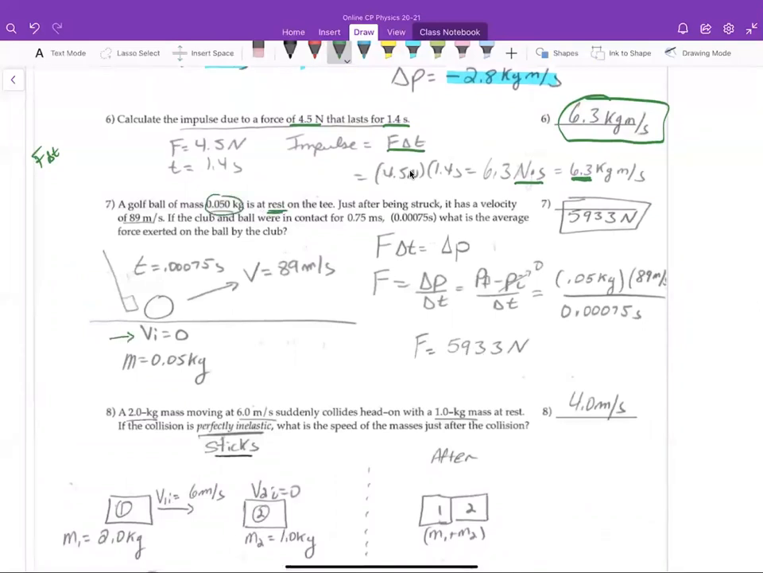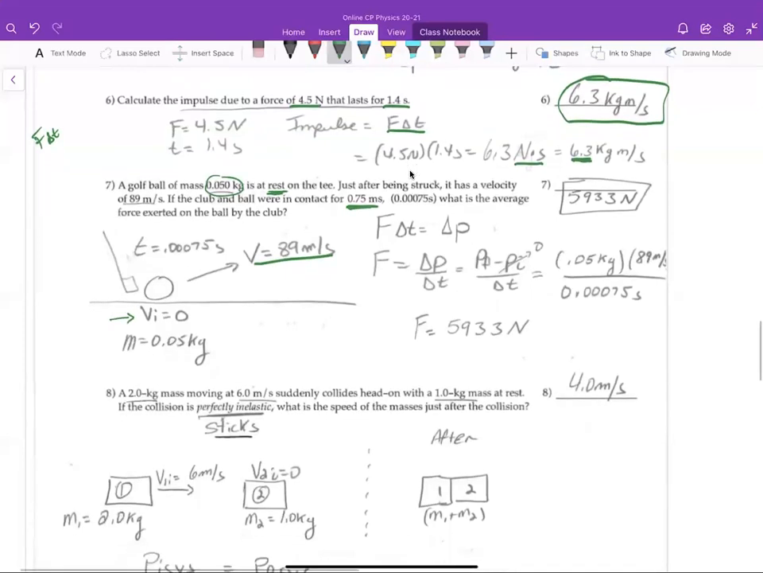Notice it has an initial velocity of 0. It is struck with a club and then has a velocity of 89 meters per second. If the club was in contact with the ball for 0.75 milliseconds, which I converted for you, did I do that right? Yes, 10 to the minus 3. What is the average force exerted on the ball by the club?